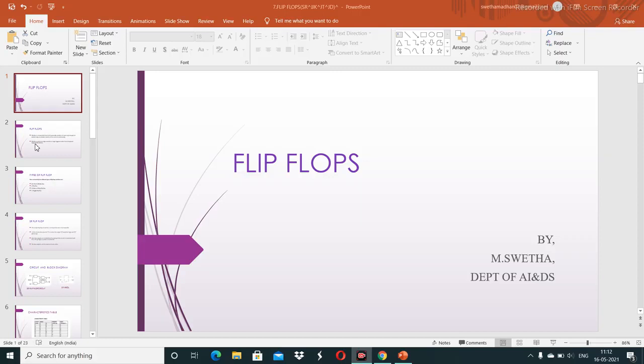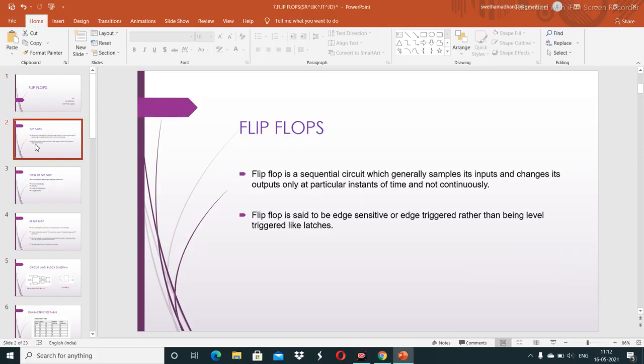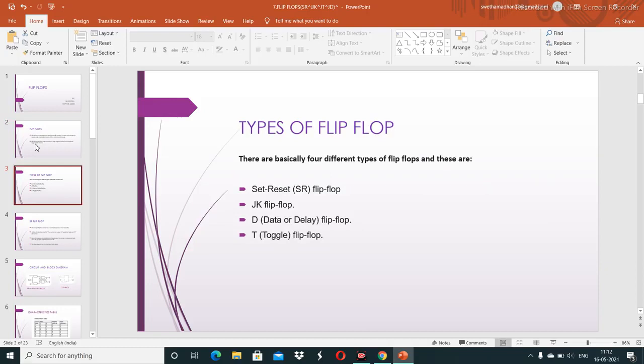Today we are going to see about flip-flops. It is a sequential circuit which generally samples its input and changes its output only at a particular instance of time and not continuously. There are four types of basic flip-flops, which are SR, JK, D and T. Let's enter into the set and reset flip-flop.